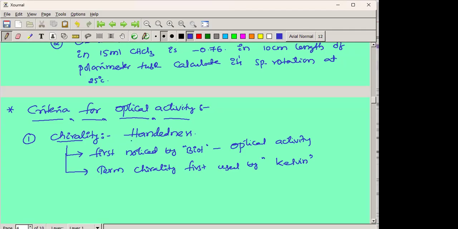So chirality is nothing but handedness, right? Here, chirality is nothing but an atom, the central atom, which is connected with 4 different groups. The central atom is connected with 4 different groups.